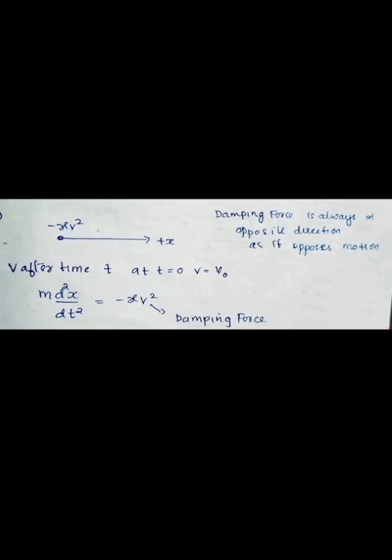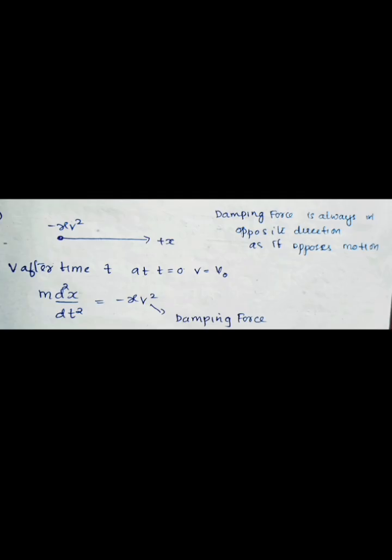The next question is, a particle of mass m moving along the x direction experiences a damping force minus gamma v square, where gamma is a constant and v is the instantaneous speed. If the speed at t is equal to 0 is v0, the speed at time t is dash. So here a particle of mass m is moving in the x direction, and the damping force is acting in the opposite direction, because the damping force is opposing the motion. So here the motion is in the x direction, so the damping force will be in the opposite direction.